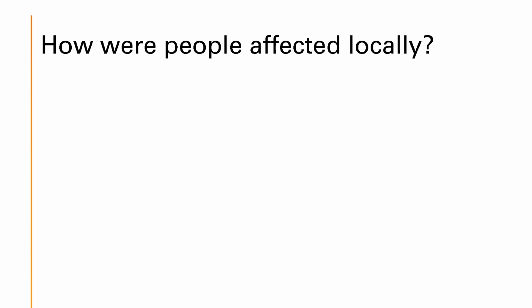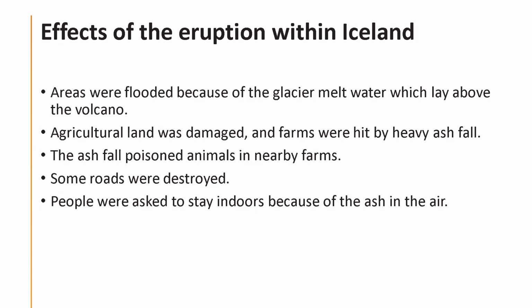So how were people affected locally? Within Iceland, the areas were flooded because of the glacier melt, which lay above the volcano. And this is what's really important, is it wasn't just the fact there was all this steam, but all that ice that sat on top of the volcano melted. And it then flooded a huge amount of the land lower down. Not only was that land flooded, a lot of the agricultural land, agriculture means used for farming, was destroyed because of the heavy ash fall. And then it obviously poisoned some of the animals in the nearby farms.